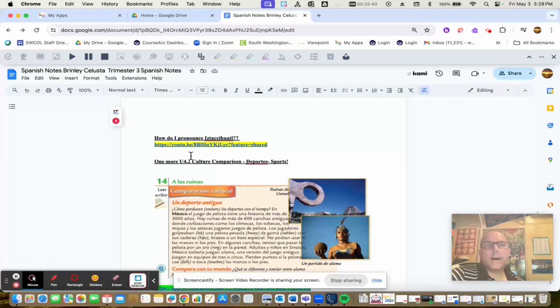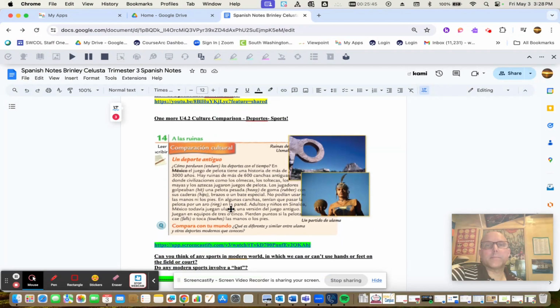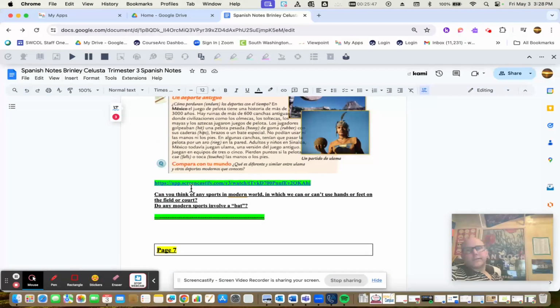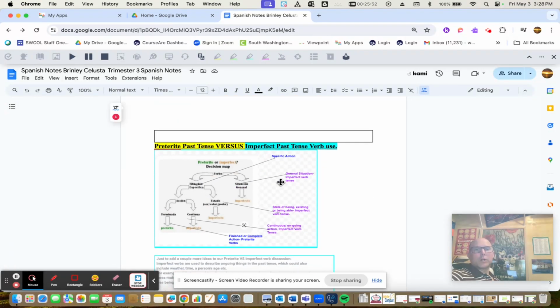Then there's some pronunciation, a web link here, cultural comparison, sports. I did a summary on Screencastify. Again, it might work. If not, I can give you more clarification.